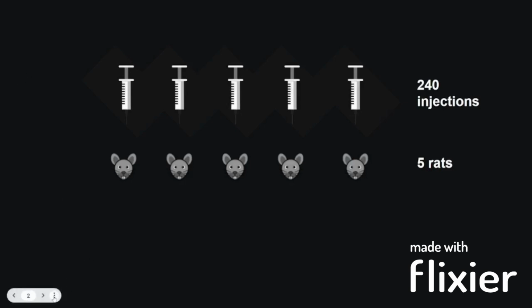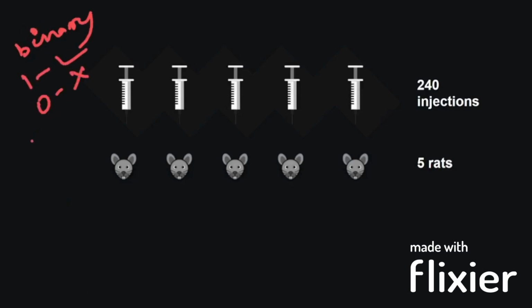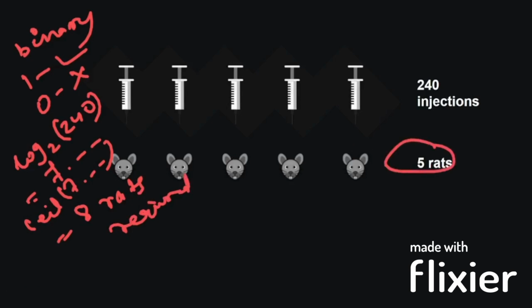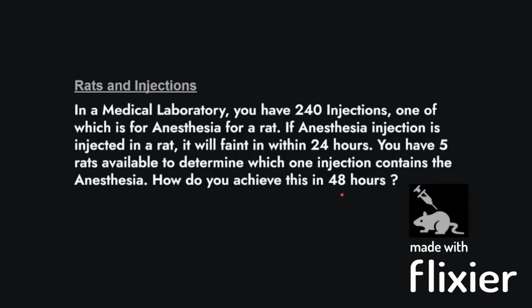Coming to the approach, here you might have thought of solving this problem using binary numbers, where 1 represents that we are injecting the rat and 0 being simply skipping the rat. But let's figure out why the approach will not work. Here log base 2 of 240 will be 7 point something, and the ceil value, that means the next integer value after this, will be 8. So this means that we need 8 rats to complete this experiment, but we have only 5 rats available right now. So this method that we are trying is not correct.